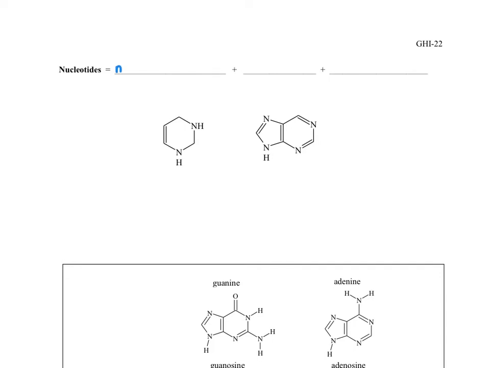First of all, we have what we call a nitrogenous base. That just means nitrogen containing base. It has a pentose sugar. That's going to be ribose or deoxyribose. And lastly, 1 to 3 phosphates. So let's take these one at a time.